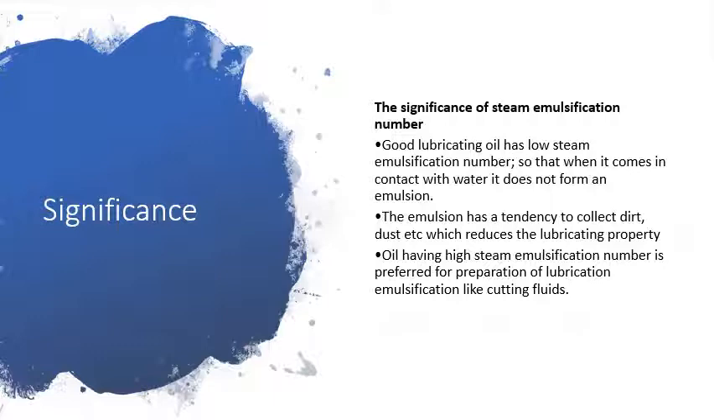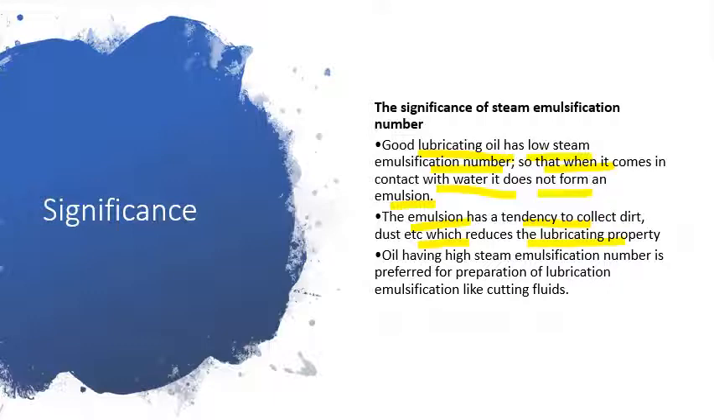What is the significance of the steam emulsification number? A good lubricating oil has a low steam emulsification number, so that when it comes in contact with the water, it does not form an emulsion or it breaks easily. It separates out from the water. That's why a good lubricating oil should have a low SEN. The emulsion has the tendency to collect dirt and dust, which reduces the lubricating property of the oil.